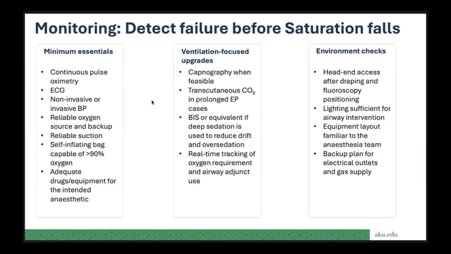While ventilation-focused tools should include capnography, or the use of transcutaneous carbon dioxide, can reveal hypoventilation, obstruction, and sedation drift earlier. Environmental checks are also equally important. Can you actually reach the head once the drapes and fluoroscopy are in place? Is suction available and working? Is the bag mask immediately usable when required? So in cardiac NORA, good monitoring means both physiological surveillance and confirmation that the rescue logistics truly work in the room.